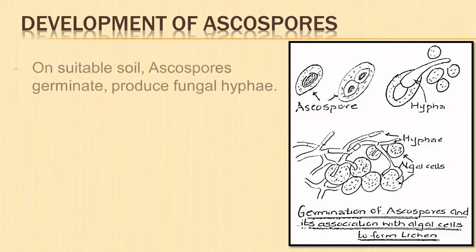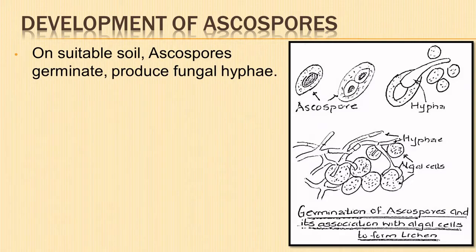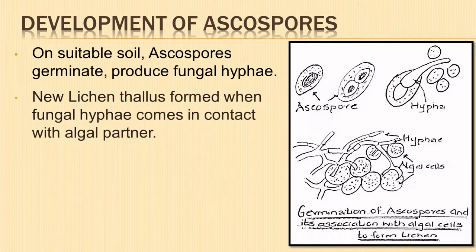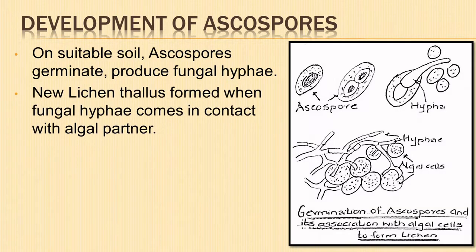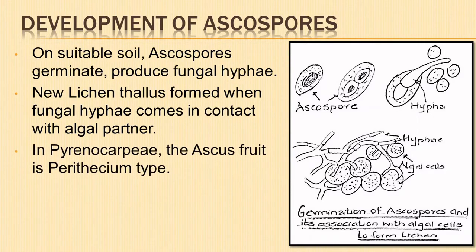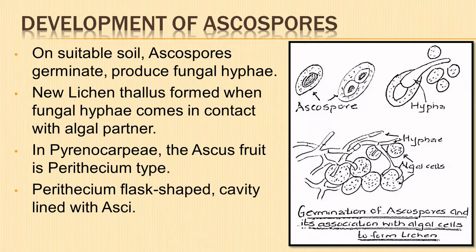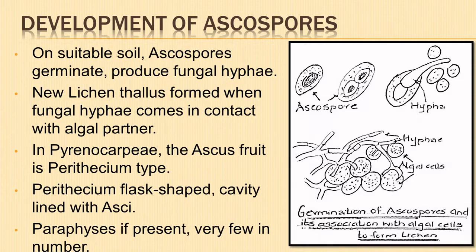On reaching suitable soil, the ascospores germinate and produce fungal hyphae. When the fungus comes in contact with its algal partner, it forms a new lichen thallus. In Pyrenocarpae, the ascus fruit is of perithecium type. The perithecium is a flask-shaped structure and its cavity is lined with asci. The paraphyses, if present, are very few in number.